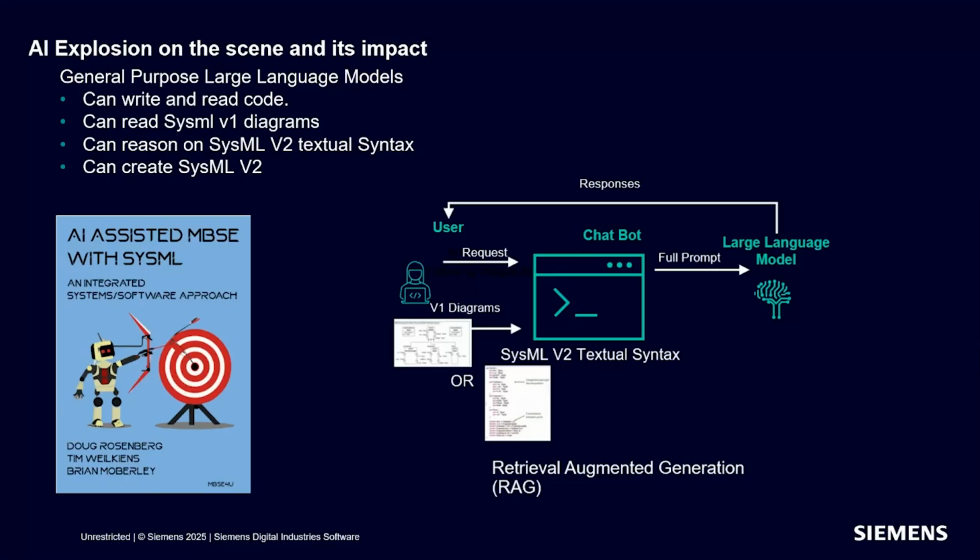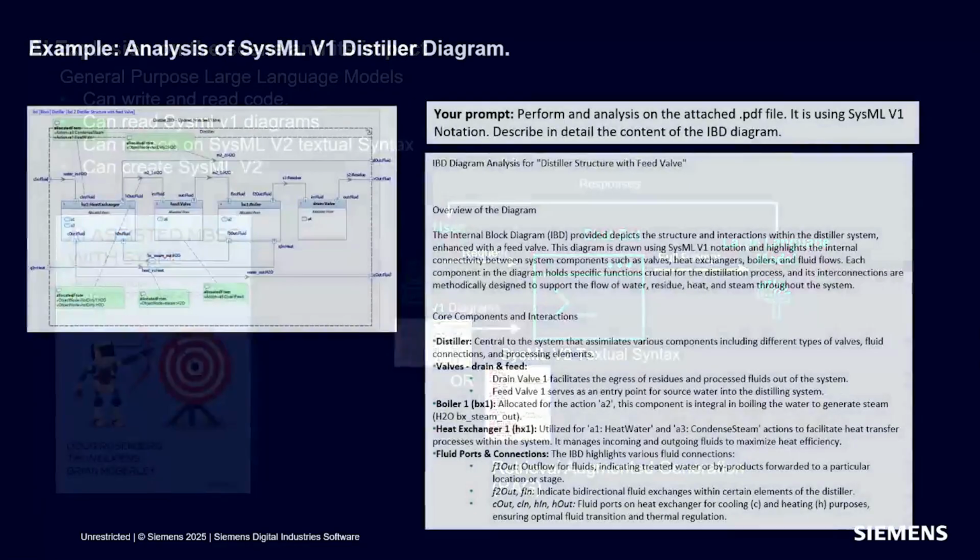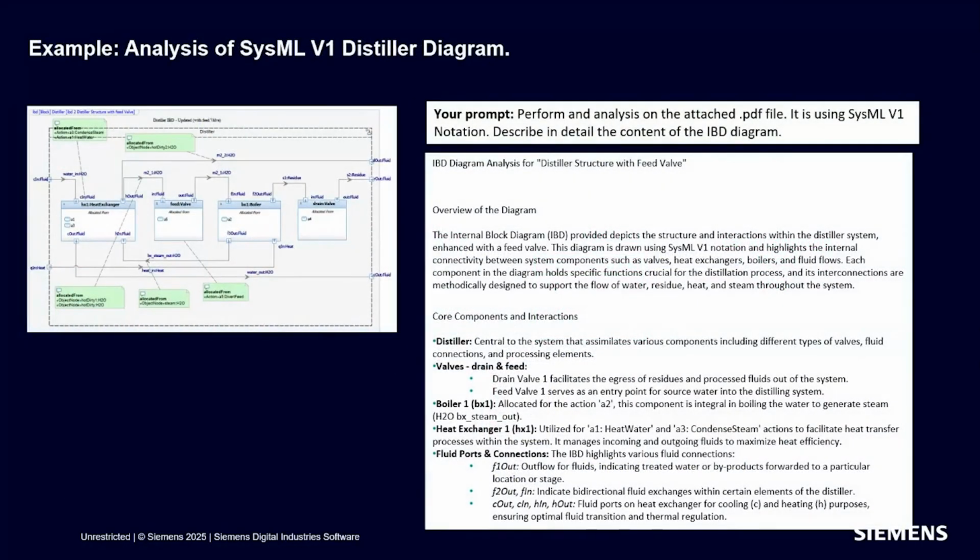It can also reason on SysML v2 textual syntax. This is something that I saw evolve quite a bit over the last year. I tried it last summer and didn't have much luck. By around March of this year, its ability to reason on textual syntax was quite good. And it can even start generating SysML v2, especially if you do some training, and that's also covered in this book.